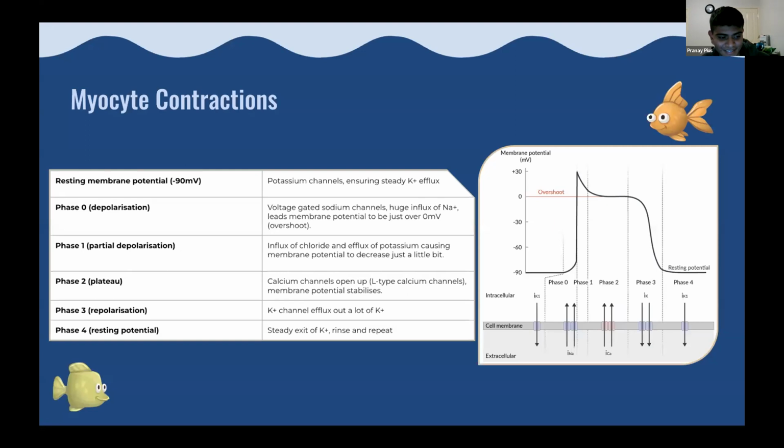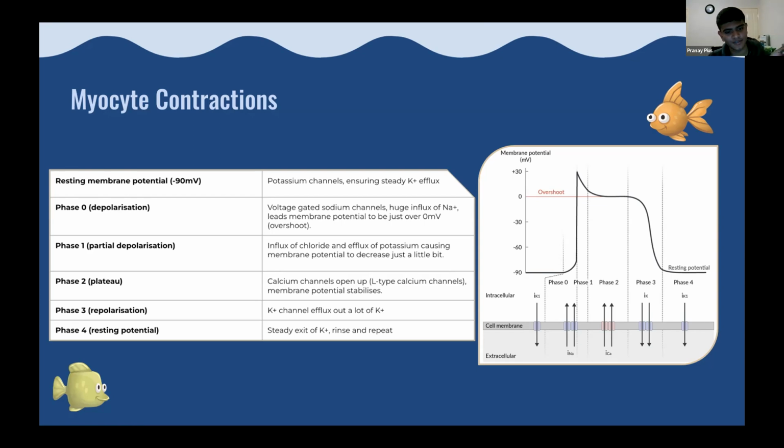And then in phase 3, you've got repolarization. So after the plateau phase, you've got a potassium channel efflux, and you lose a lot of potassium out of the cell. And then there's also something else that's really important that I forgot to mention. No, that's it. And then you've got a steady exit of potassium, and then it repeats.